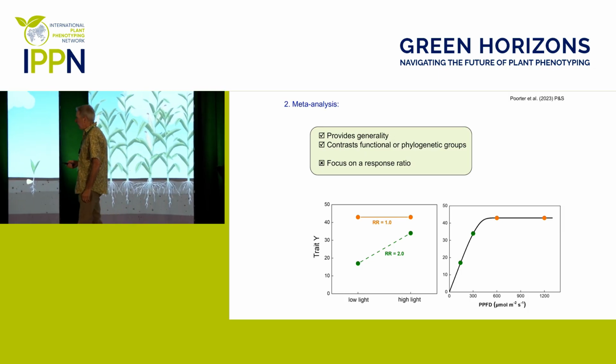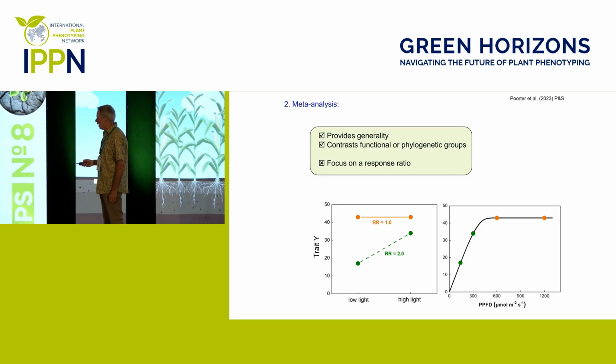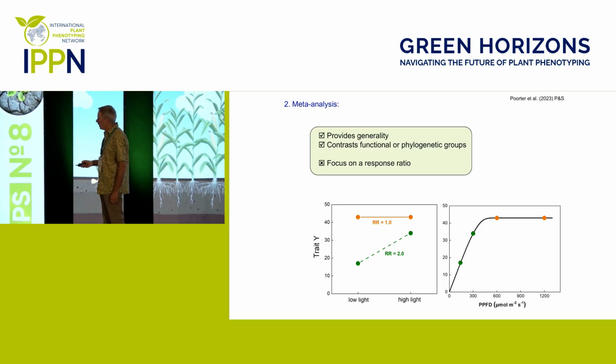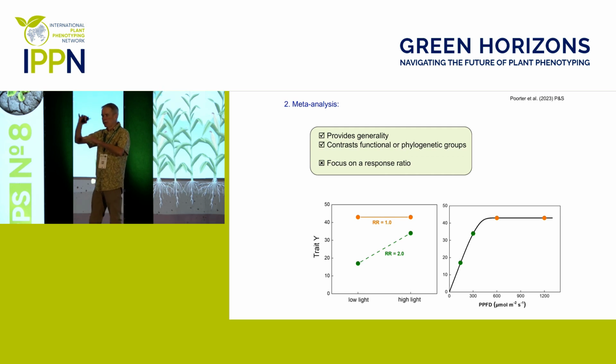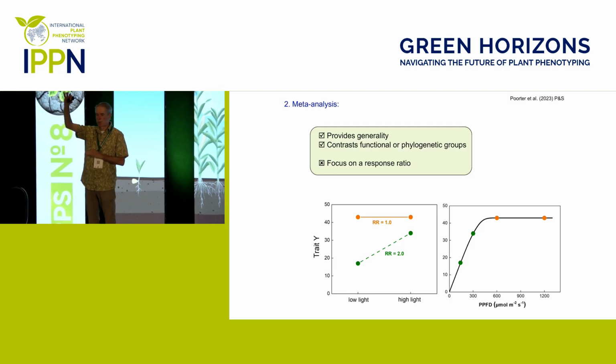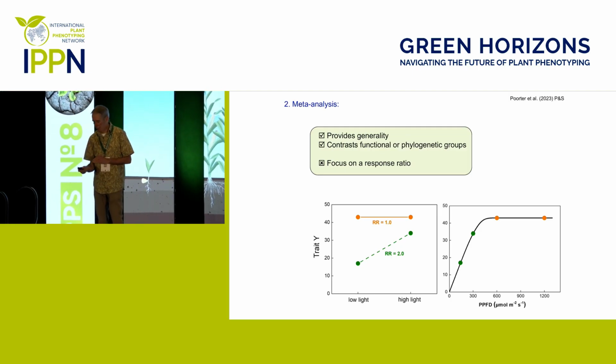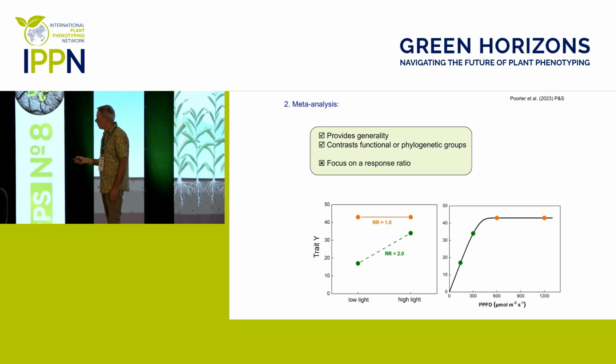So suppose that we have 2 experiments, and the experiment was done at low light compared to high light, and we grew the plants and we measured certain traits. And in one experiment, the orange one, you see that this trait didn't change between low light and high light. And in a meta-analysis, you normally do a response ratio where you say, what is the ratio between the value at high light and at low light levels? And in this case, that would be 1, right? But in the green experiment, you see that there is a tremendous response of the trait to the growth light conditions, and the response ratio is 2.